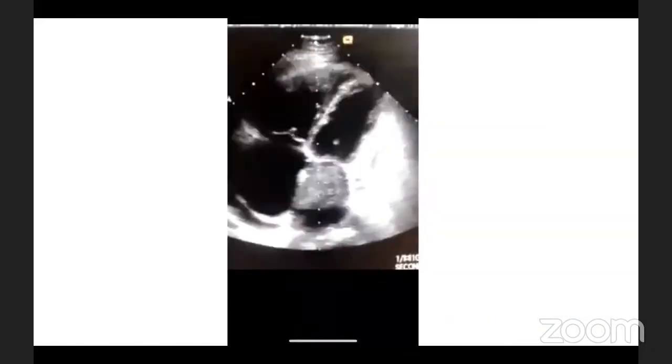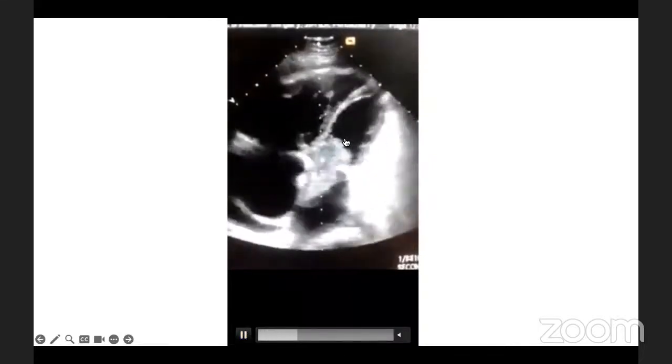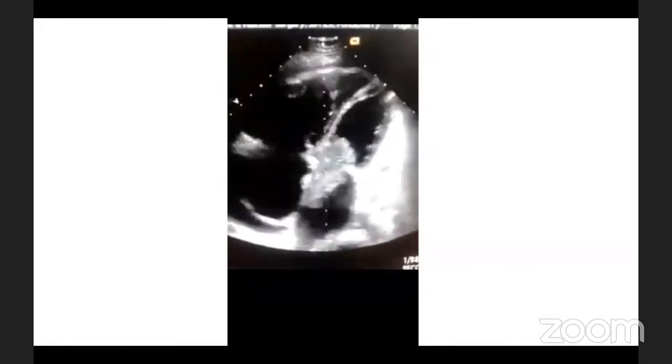Yes. Okay, excellent. So as you said, and as you described previously, excellent, you caught that that mass was irregular, right? And it's very bulky and going through the mitral valve. So it's not the usual presentation of the myxoma, right?